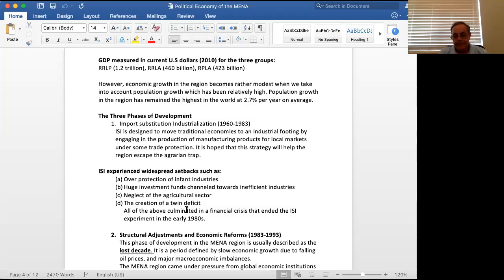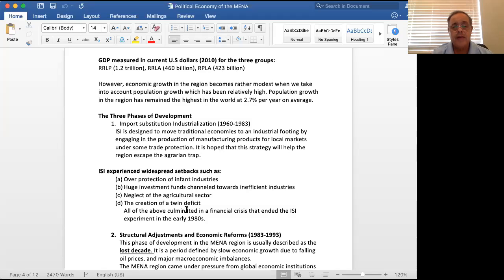And bureaucracy, bad planning, etc., all contributed to the weakness of the ISI strategy.